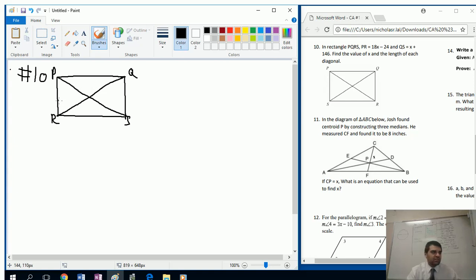So PR is going to be 18x minus 24, and QS is going to be x plus 146. So this is going to be 18x minus 24, and this is going to be x plus 146. I've got to know that a rectangle is a parallelogram. A rectangle is a parallelogram, so opposite sides are going to be congruent, which means that 18x minus 24, we can set that equal to x plus 146.